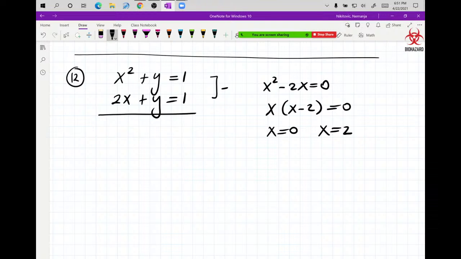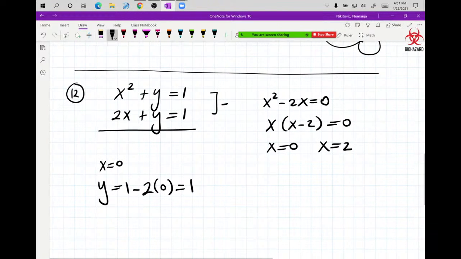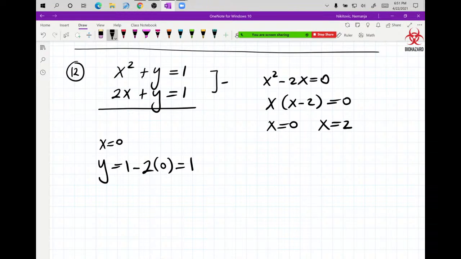Now, y value I can figure out from either of the equations. Obviously, the bottom equation is easier because we don't have a square. I mean, you could use the top. It's not a big deal to square a 0 and square 2, so whatever. When you go into the bottom equation, for x equals 0, your y is 1 minus 2 times 0, which is 1. And that creates the solution point of (0, 1).